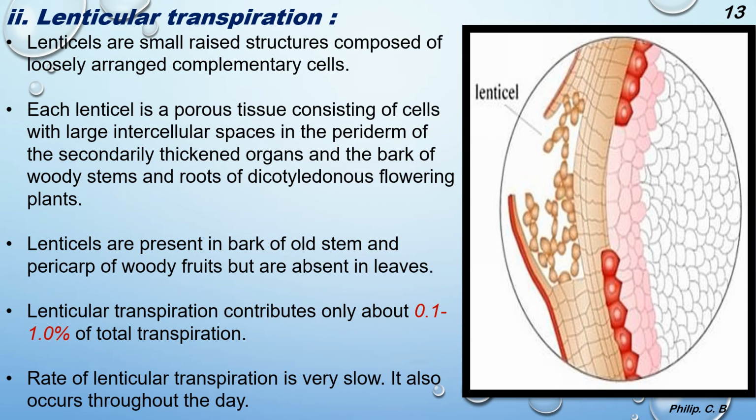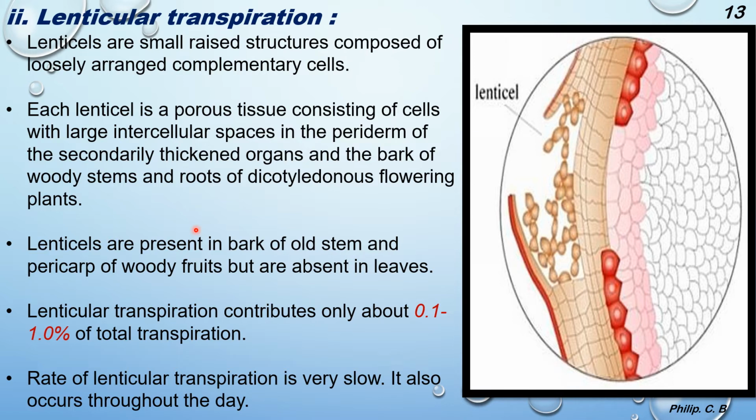Now, coming to the second type, lenticular transpiration. Lenticels are small raised structures composed of loosely arranged complementary cells. So they are the additional cells or the complementary cells. Each lenticel is a porous tissue consisting of cells with large intercellular spaces in the periderm of the secondary thickened organs and the bark of the woody stems and roots of dicot flowering plants, the region where all these lenticels are present. I repeat this part: periderm of the secondary thickened organs, bark of the woody stems or the roots of the dicotyledonous flowering plants.